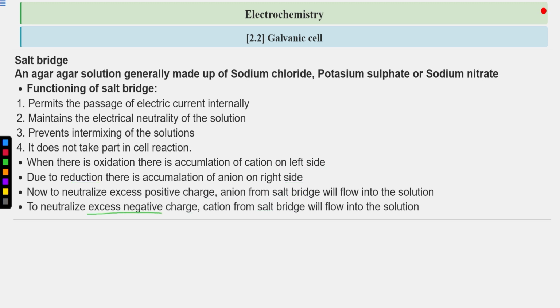To neutralize the excess negative charge, similarly, the cations from the salt bridge will flow into the solution. So the main thing the salt bridge is doing is maintaining the electrical neutrality of the solution. If there is an excess of negative charge accumulated, the cations will flow from the salt bridge to neutralize that negative charge. And if excessive positive charge accumulates, the anions will flow from the salt bridge and make the solution neutral by neutralizing the positive charge.